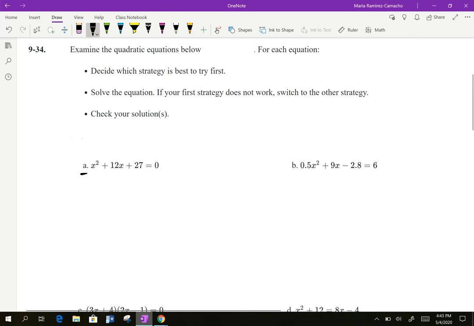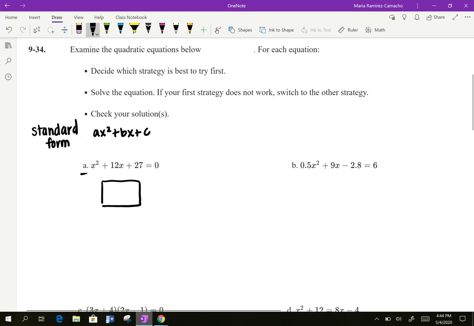This looks like a good candidate for the quadratic formula because this equation is in standard form, and I want to remind you that standard form is when we have ax squared plus bx plus c, where a, b, and c can be any number. But I have a good feeling that if I factor this quadratic, I'm going to get some nice factors. So let's try it. If it's not factorable, I can always use the quadratic formula.